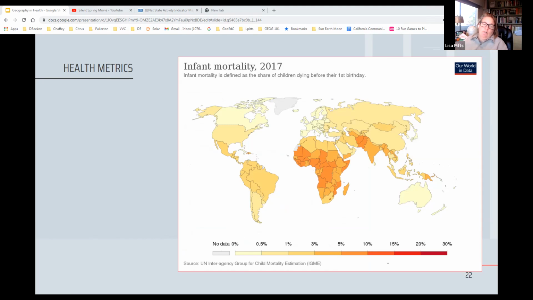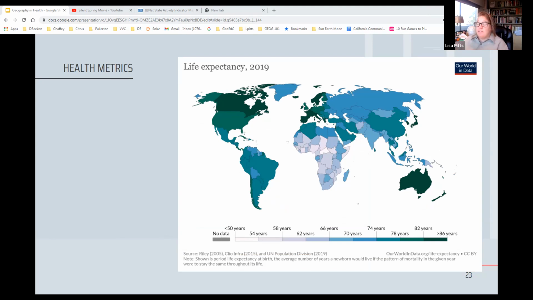So you can see that we're at a little less than 1%, but looks like the Canadians and the Australians are in that less than 0.5%. Another health metric is life expectancy. How long can you expect to live? Japan has the highest life expectancy of any country in the world.